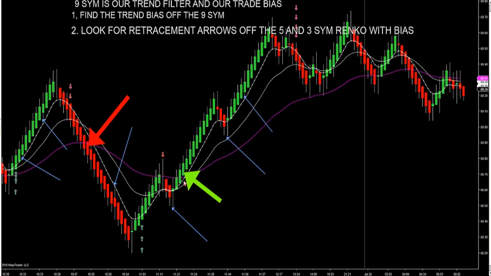But once you're below all three and above all three, you're with the overall trend of the market. All right? That pullback right there is a beautiful arrow. It's a beautiful arrow sell there. That happens all the time on any given market.